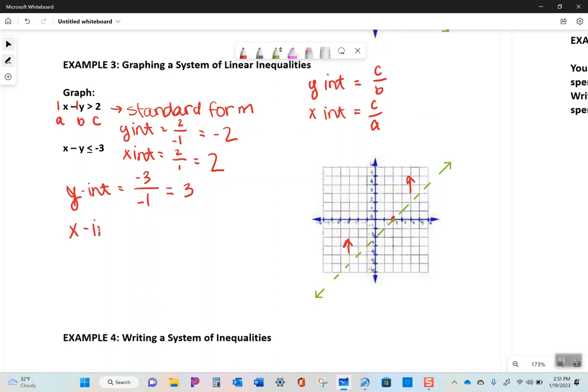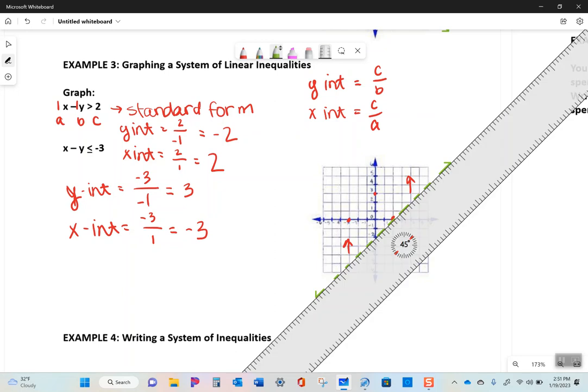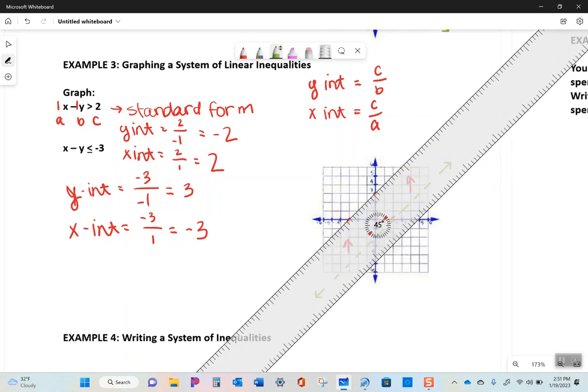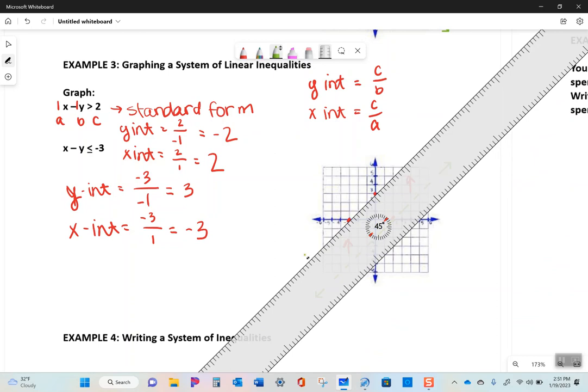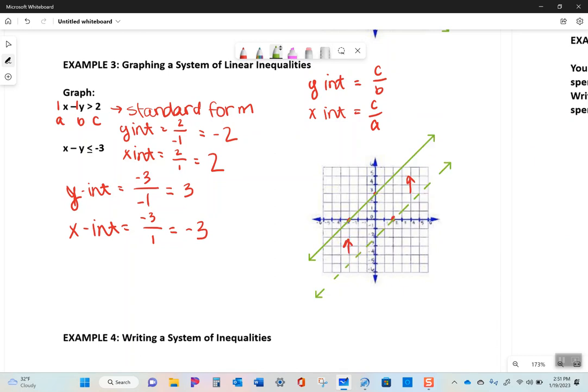Okay, my x-intercept is going to be what divided by what? Divided by 1, you said? Okay. Which is -3. All right. Let me graph this. All right, someone tell me about my line. Is it going to stay solid, or am I going to dot it? Solid. Okay. Which way are we shading?